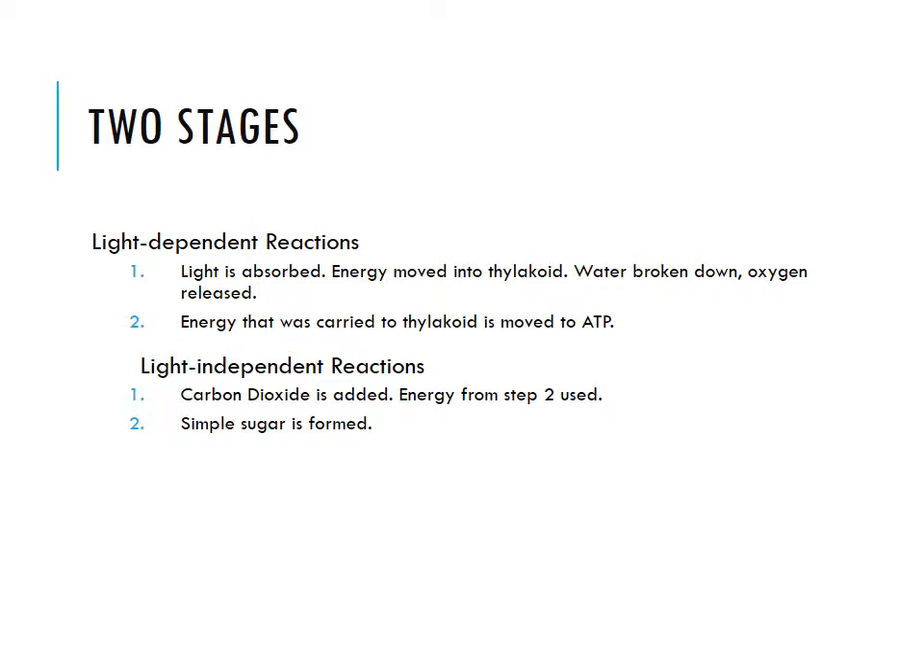Now, there are two stages of photosynthesis. The first one is called the light-dependent reactions, and the second one is called the light-independent reactions. If I just simply walk you through this, it basically shows you that light-dependent means you depend on light. You have to have it. And light-independent means you do not require it. So this one needs sunlight, okay?